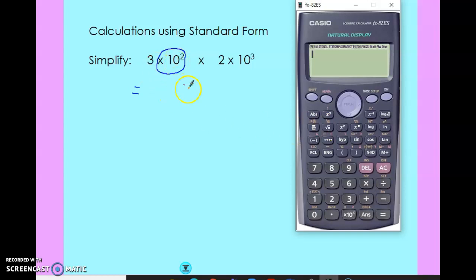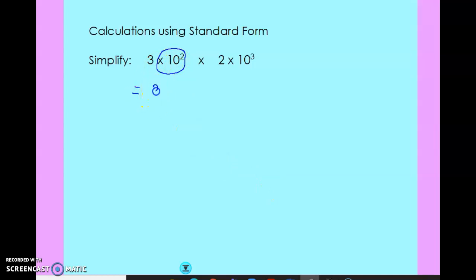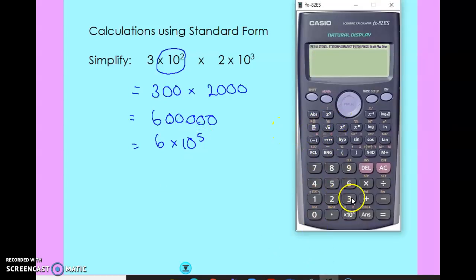Okay, so 3 times 10 to the power of 2. If I was to write that out in full, that would be 300. If I was to write 2 times 10 to the power of 3, it would be 2000. Multiplying together would be 600000, which is 6 times 10 to the power of 5. On our calculator then, we're going to do 3 times 10 to the power of, and that does that whole bit for you. All you need to do then is put in your power. If I press equals here, you'll get your 300.